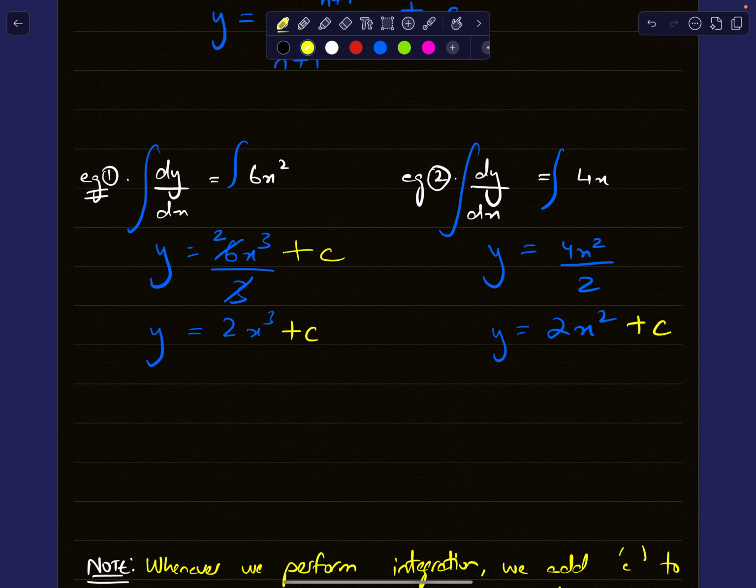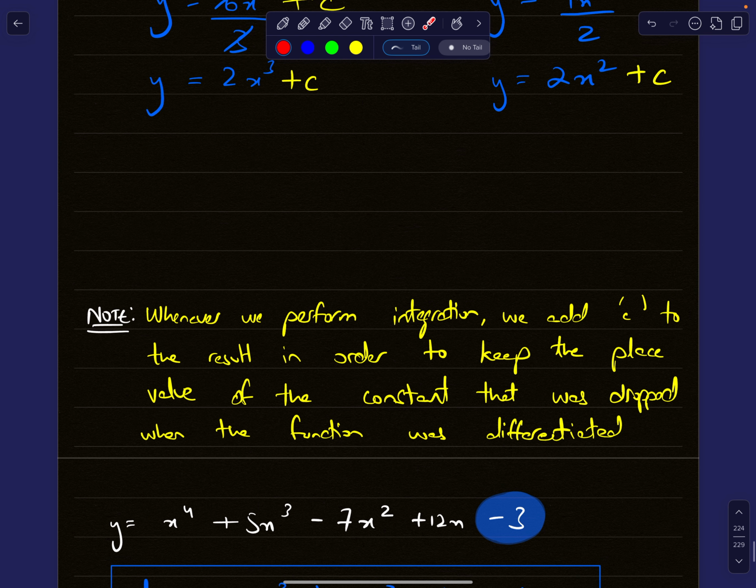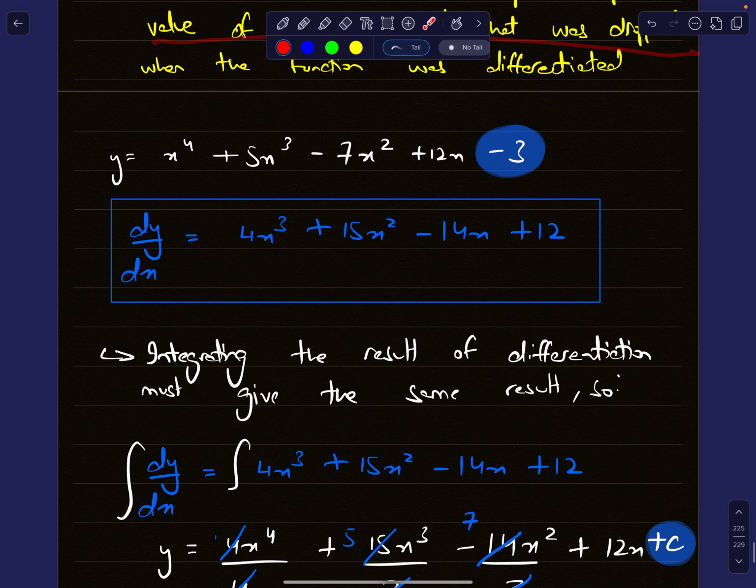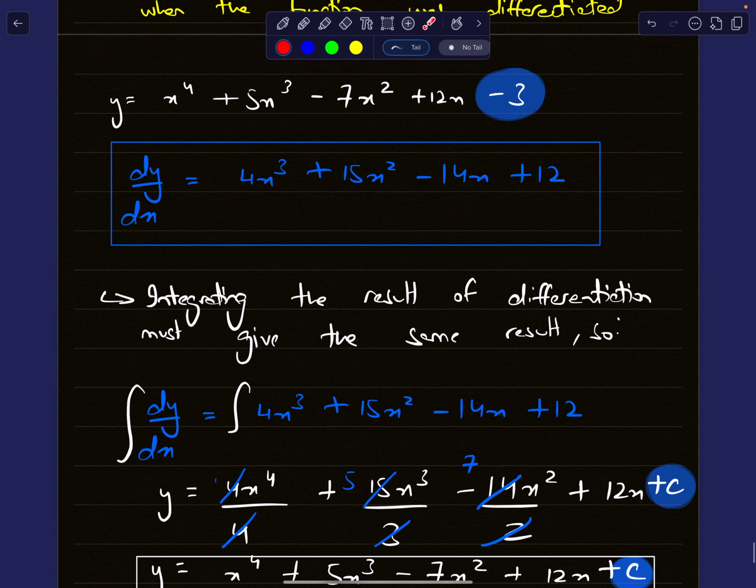Now I'd further like to elaborate on c, that is, we added it to retain the place value of the constant that was dropped during differentiation. I'm always repeating this, but you need to understand that. Let's say we had y, that's the equation of the curve. We differentiated it and notice that we dropped this constant, as the differentiation of this constant was 0. So we did not write it.